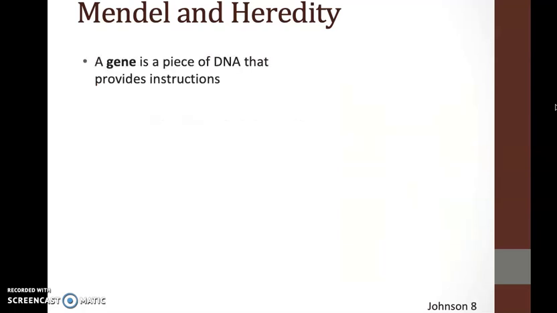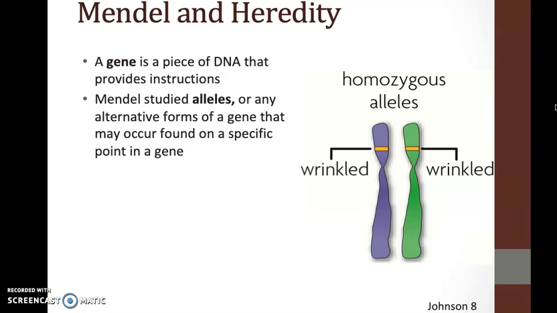So what exactly is a gene? A gene is just a piece of DNA that provides instructions, and any alternate to a gene is called an allele. So genes have different options, essentially. So here our options are wrinkled, and the opposite of wrinkled here is going to be round. So wrinkled is an allele, round is an allele. We have both the wrinkled alleles here. Okay, so that means the trait that will be expressed will be wrinkled.